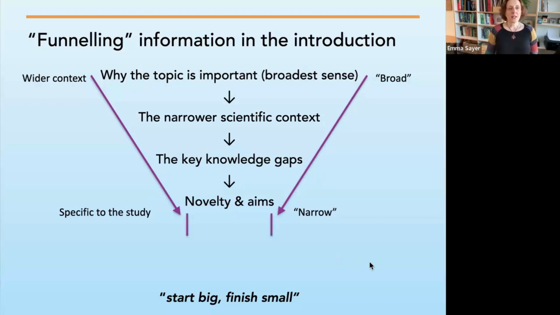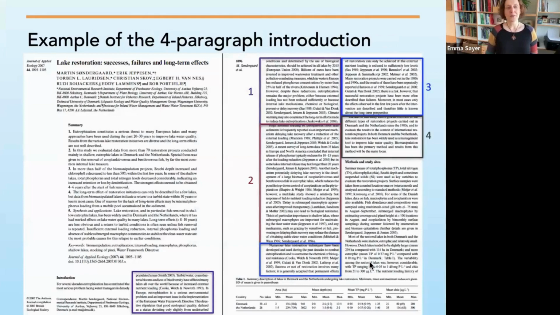So I'd like to show you an example. Obviously, you don't have to read this. This is an older paper from Journal of Applied Ecology that gives quite a nice example. And you can see here with the colours and numbers, I've basically outlined, first paragraph is split over those 2 pages, second, third and fourth. So really this entire paper is introduced with a 4-paragraph introduction.